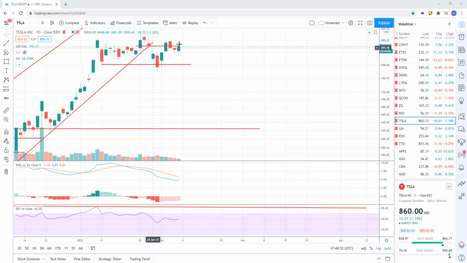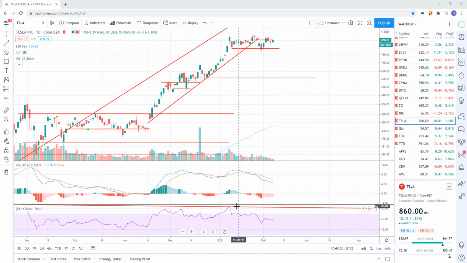Tesla's just sideways, nothing to really report here. We don't have anything really going on, so we'll just need some more data on this one.